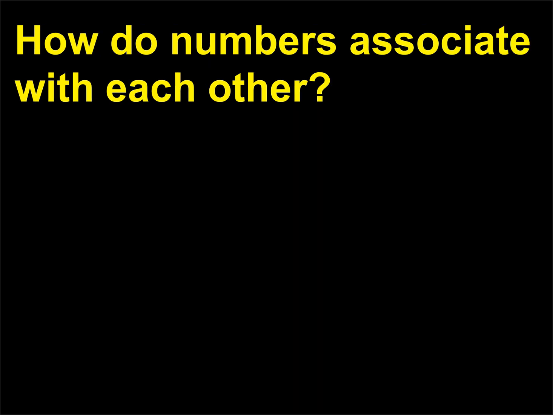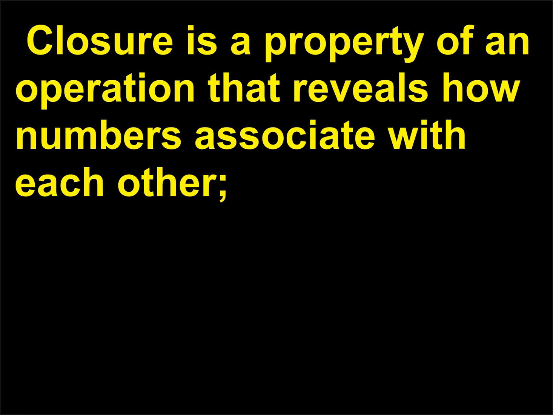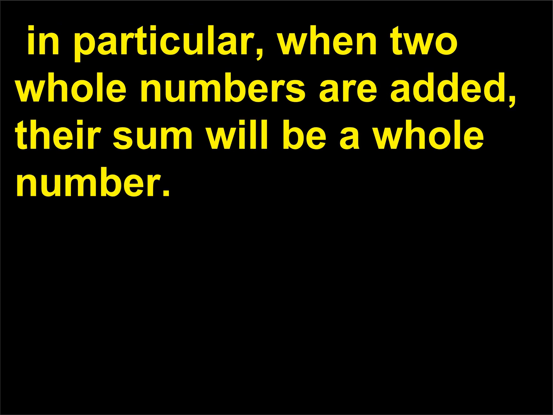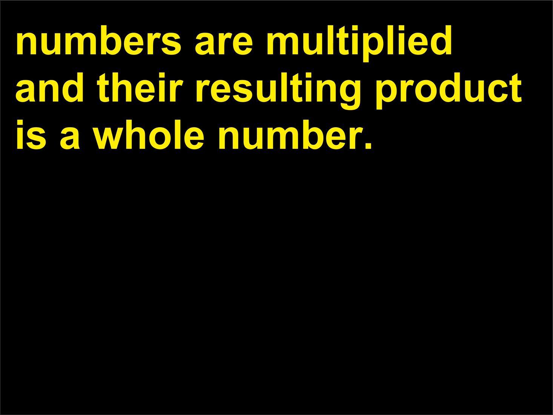How do numbers associate with each other? Generally in mathematics, there are certain properties of operations that determine how numbers associate with each other. Closure is a property of an operation that reveals how numbers associate with each other. In particular, when two whole numbers are added, their sum will be a whole number. Closure as a property of multiplication occurs when two whole numbers are multiplied and their resulting product is a whole number.